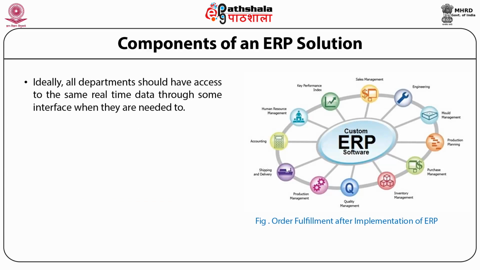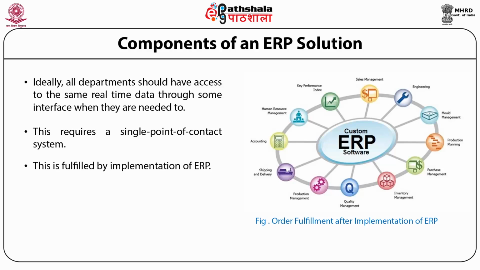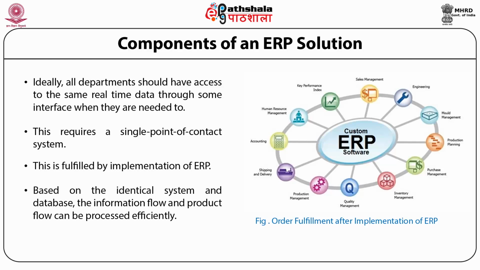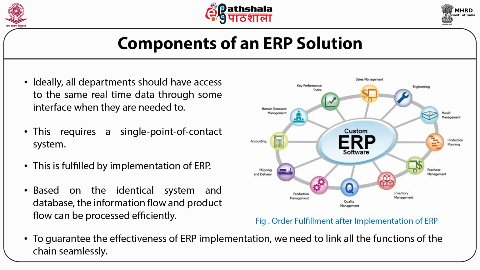Ideally, all departments should have access to the same real-time data through some interface when they need it. This requires a single point of contact system. This is fulfilled by implementation of ERP. Based on identical systems and database, the information flow and product flow can be processed efficiently. To guarantee the effectiveness of ERP implementation, we need to link all the functions of the chain seamlessly.